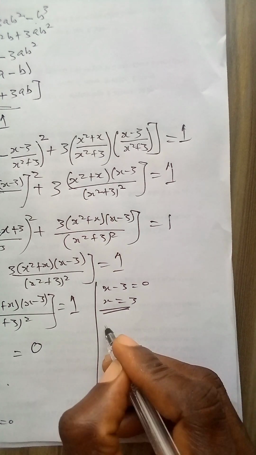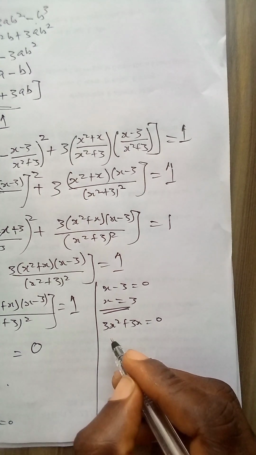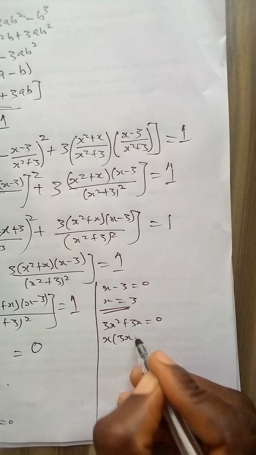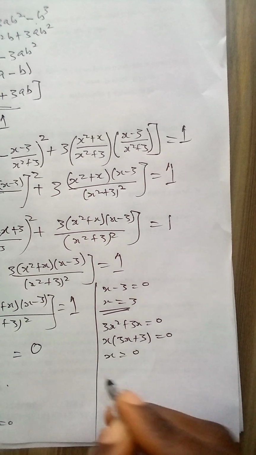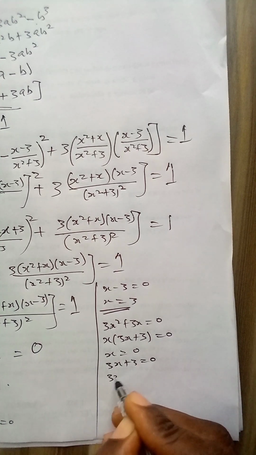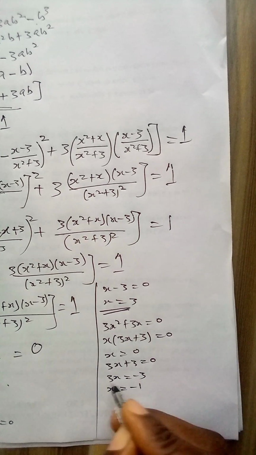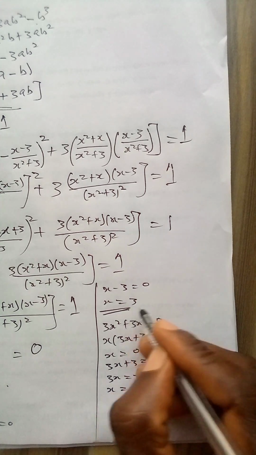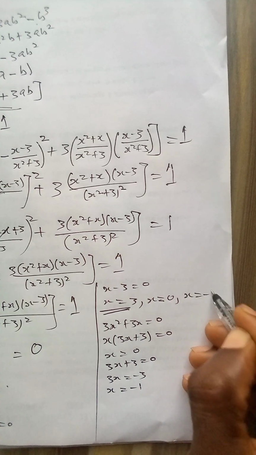And in the second one, we have 3x squared plus 3x is equal to 0. Then if I factorize x out, x times (3x plus 3) will be equal to 0. Then x is equal to 0, and then 3x plus 3 is equal to 0. Therefore, 3x equals minus 3, and x equals minus 1 if I divide both sides by 3. So the solutions are x is equal to 3, x is equal to 0, and x is equal to minus 1.